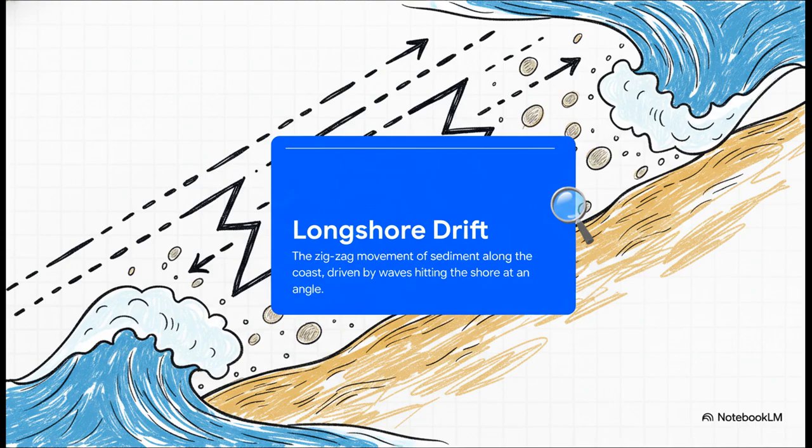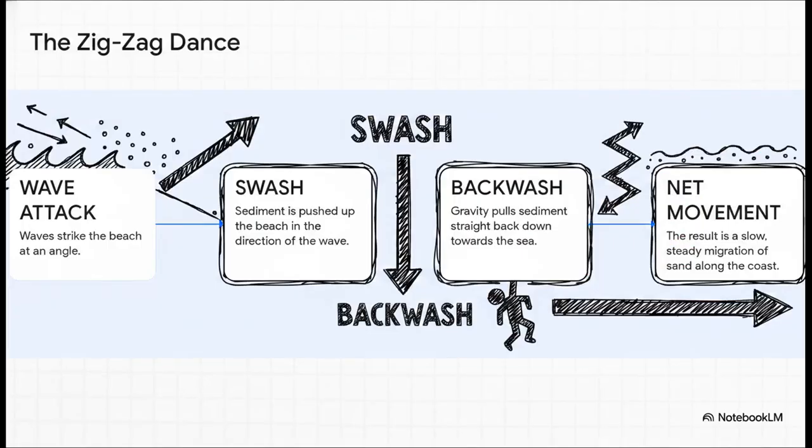Now, the absolutely crucial part of this definition is that last little bit, waves hitting the shore at an angle. See, if waves came in perfectly straight, our beaches would be a lot more static. But because they almost always come in at some kind of angle, they create this fascinating, continuous dance of sediment. And here's that process in action, what I like to call the zigzag dance.